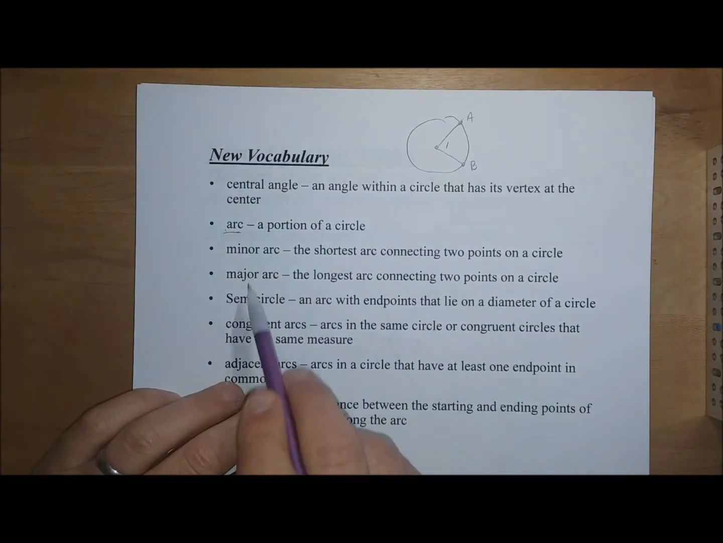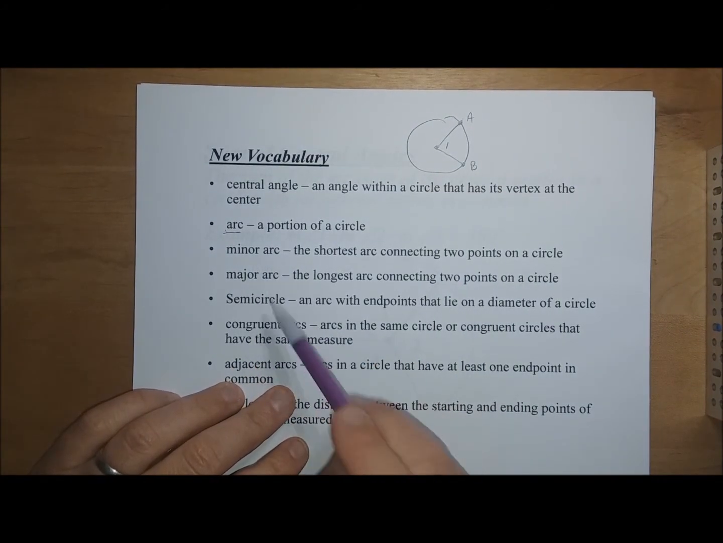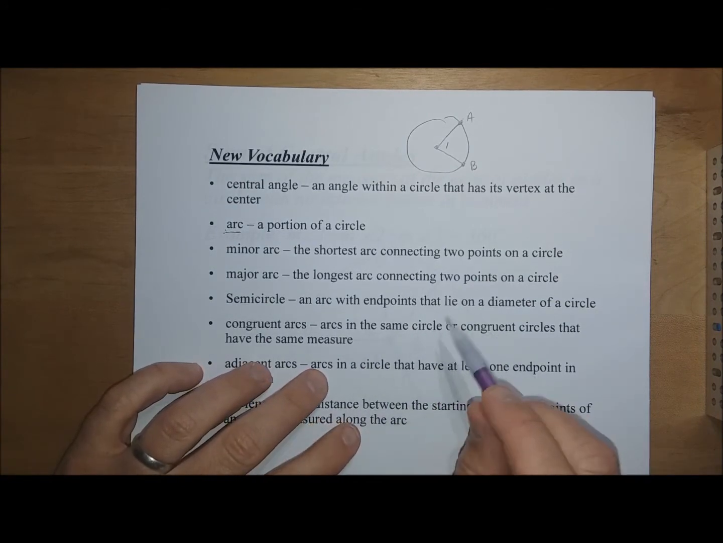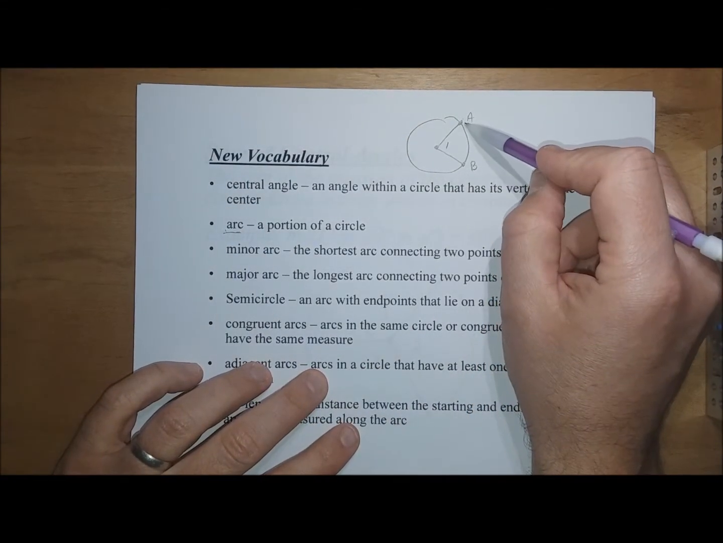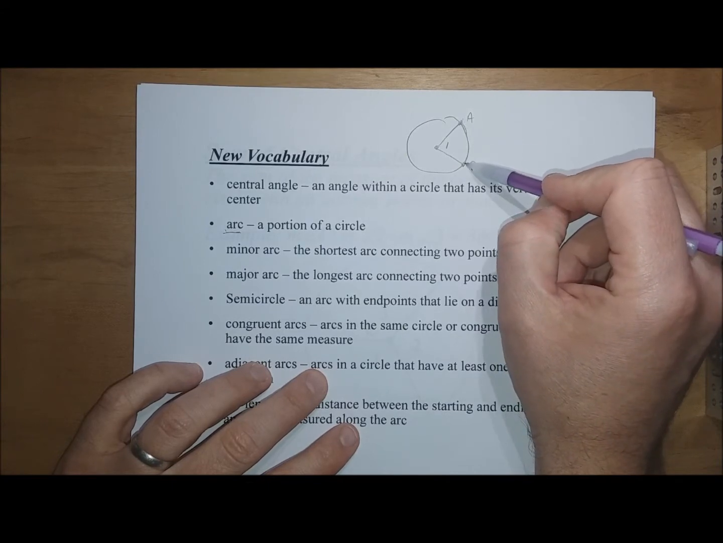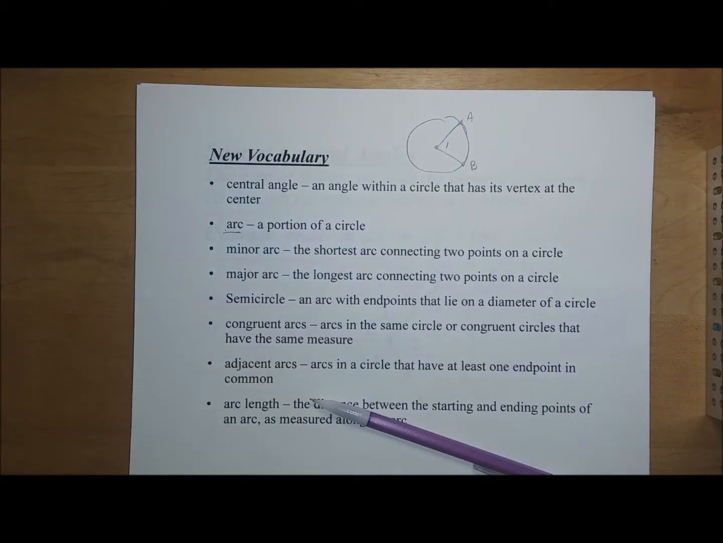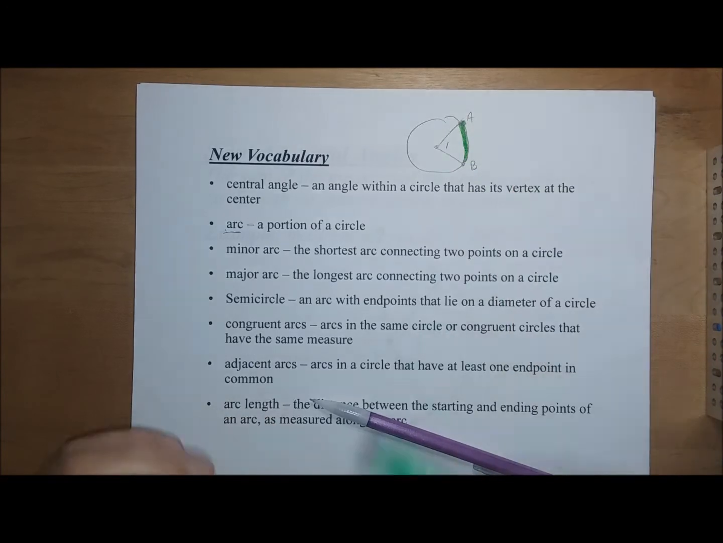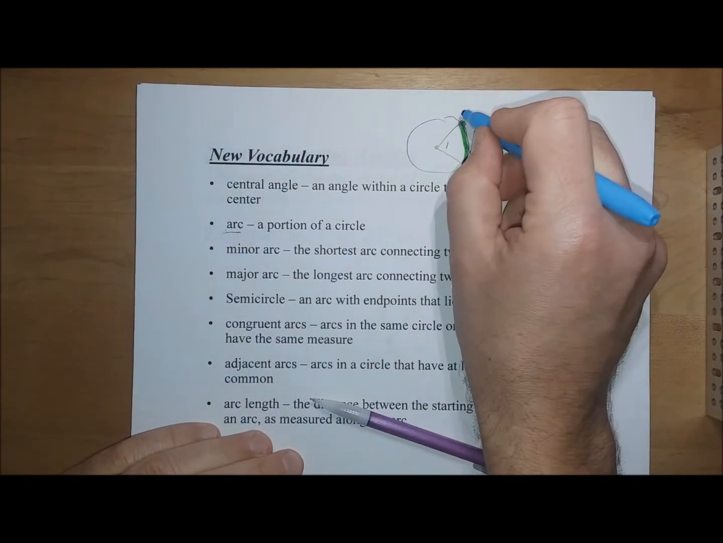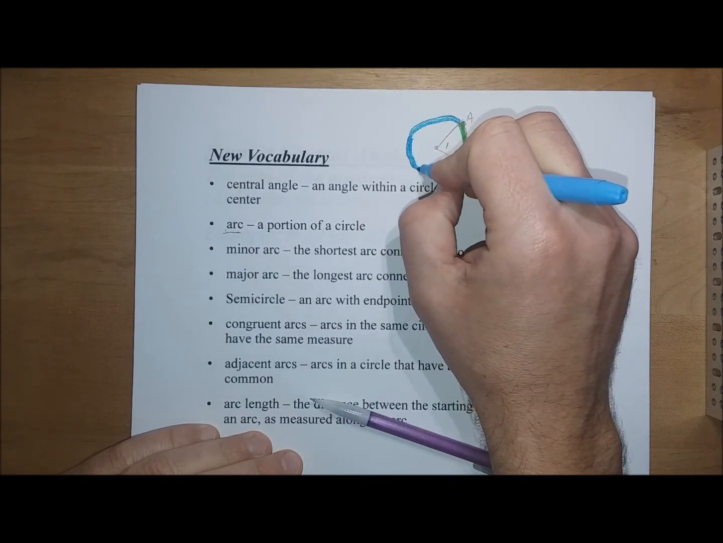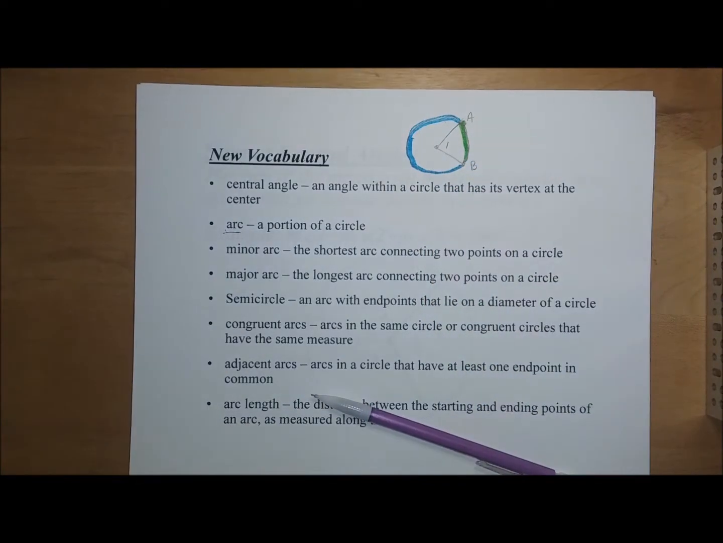Now, you could have three different types of arcs in a circle. A minor arc is the shortest arc connecting two points on a circle. So for instance, here, if I said arc AB, and I wanted to talk about the minor arc, I'd be talking about this piece right here. I'll just highlight that. There's our minor arc right there. And we could also have a major arc, which would be the longest arc connecting those two points. So if I came all the way around the circle like this, then I'd have a major arc.